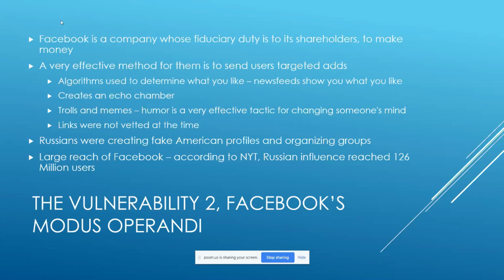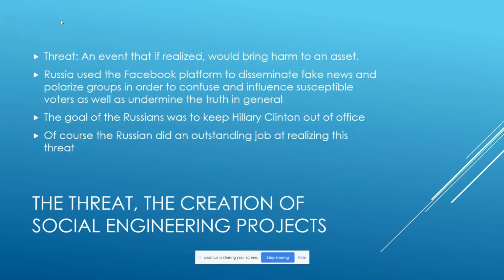And it was effective. According to the New York Times, Russian influence, this wasn't Americans, this was just cited as users, about 126 users. So the threat was, of course, that they would use this platform, the first among equals, to disseminate fake news and polarize our political climate and really exacerbate it to undermine Hillary Clinton and the established news. And they did an outstanding job at that, as we've seen.